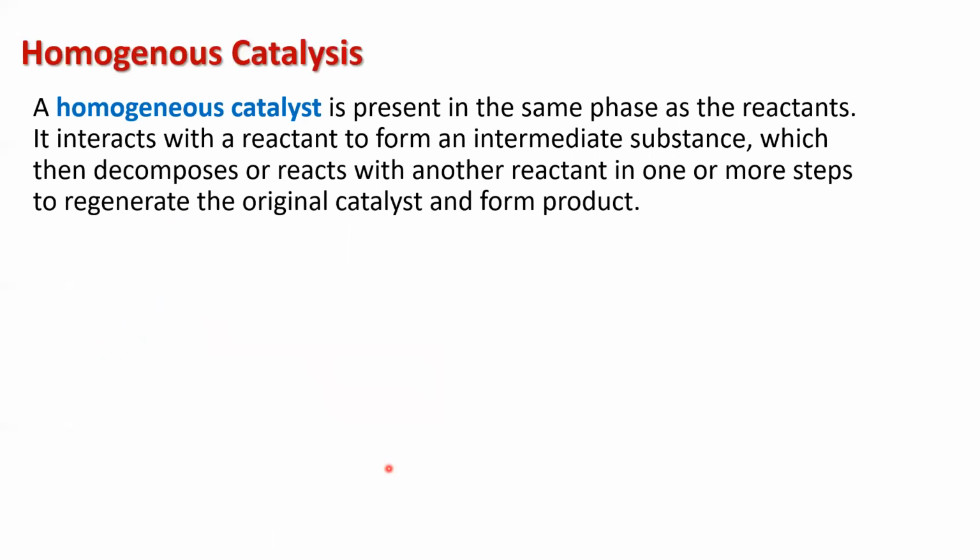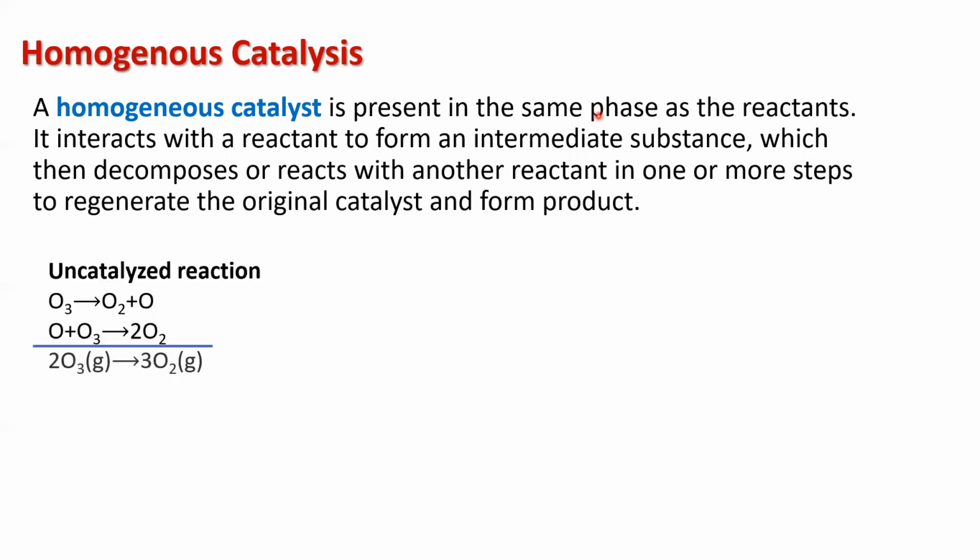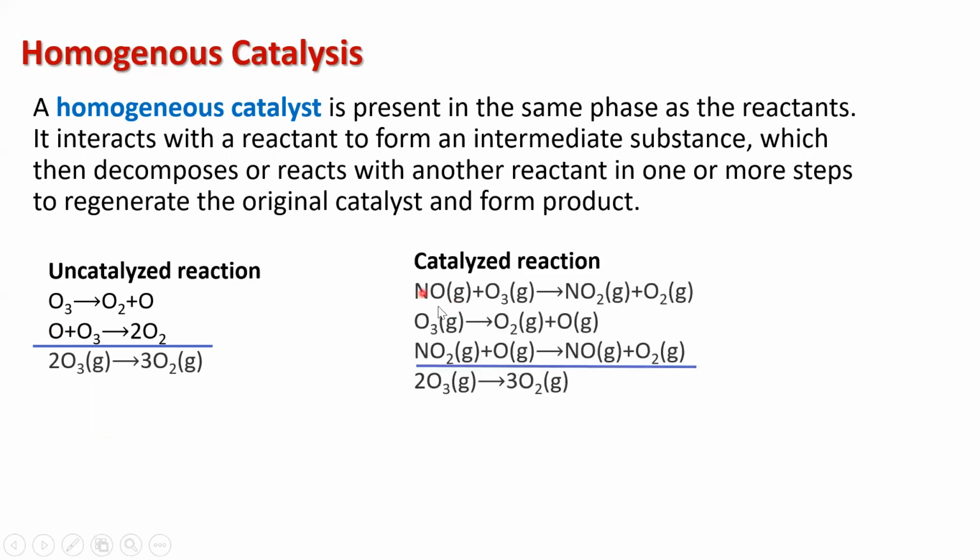Now, there are a couple of different types of catalysts. There are homogeneous catalysts, okay? And we call them that because they're in the same phase as the reactants, okay? And they are going to be consumed in one step and produced in another step. So here's an example of an uncatalyzed reaction. Okay, we looked at this reaction already, and we said that oxygen atoms were intermediates. Well, we can make this reaction go faster by adding a catalyst.